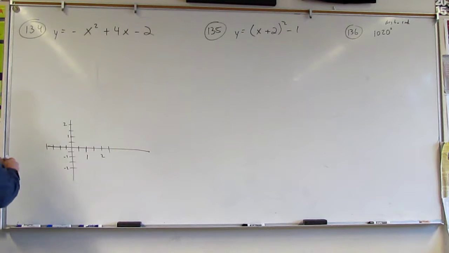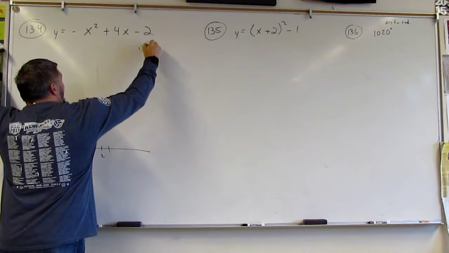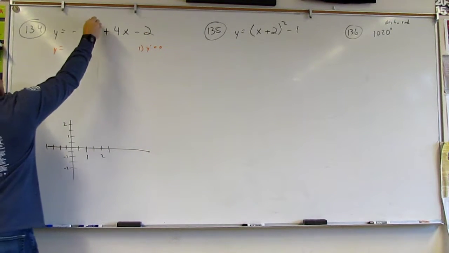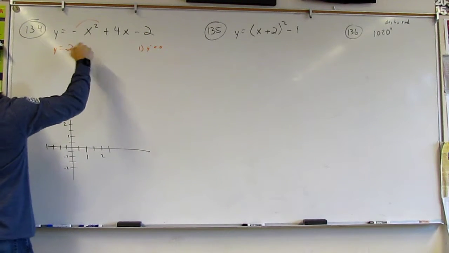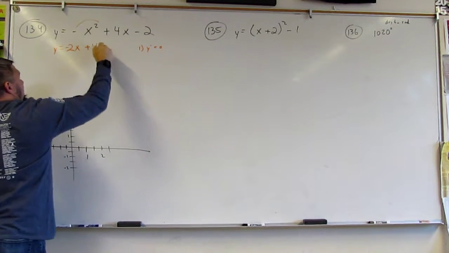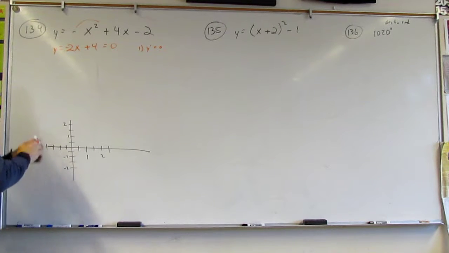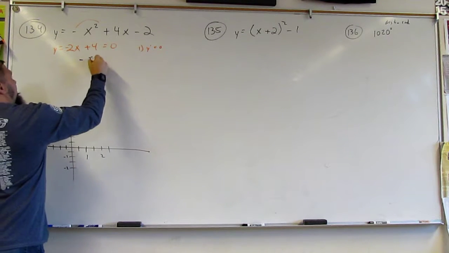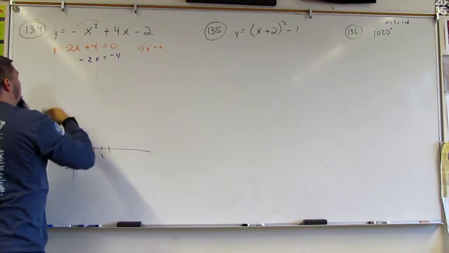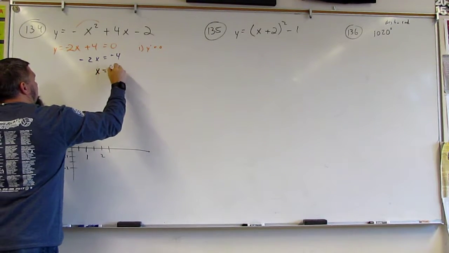The derivative, y prime, is equal to 0. So y is equal to 2 times the negative, so that's negative 2x, and then just bring the number down, plus 4 equals 0. And then solve. So negative 2x equals negative 4, and then x is equal to 2.